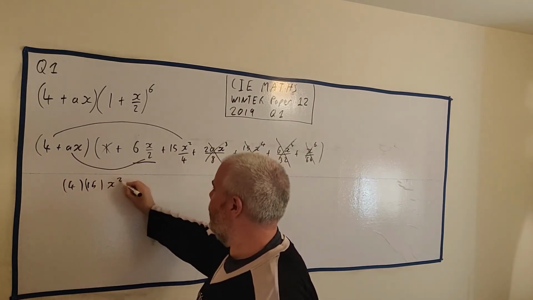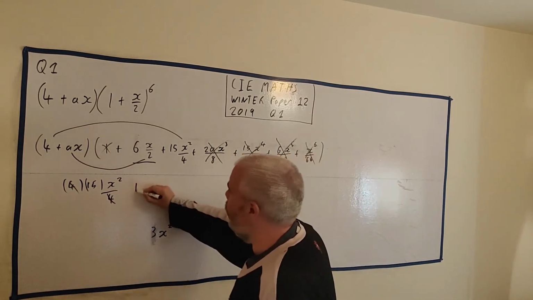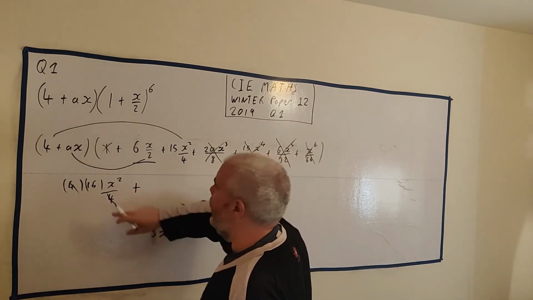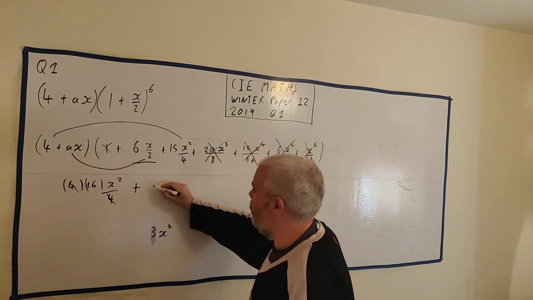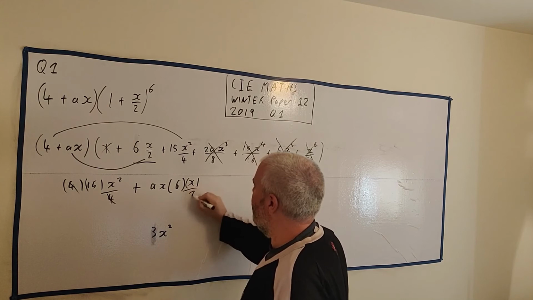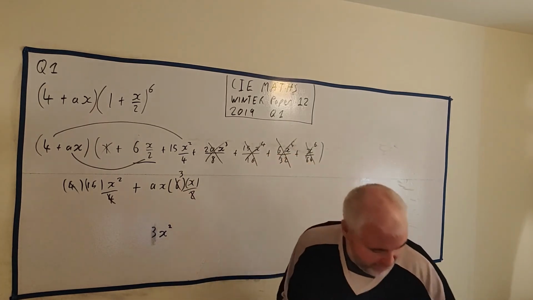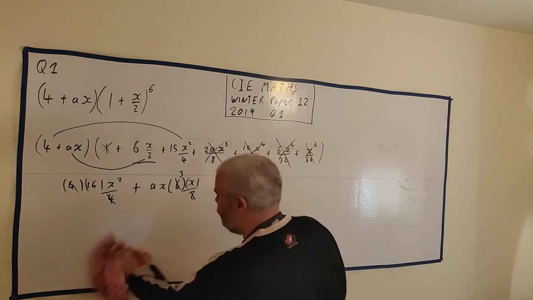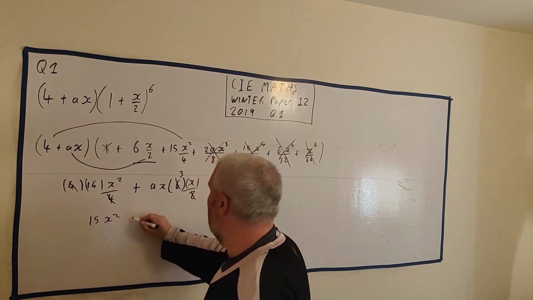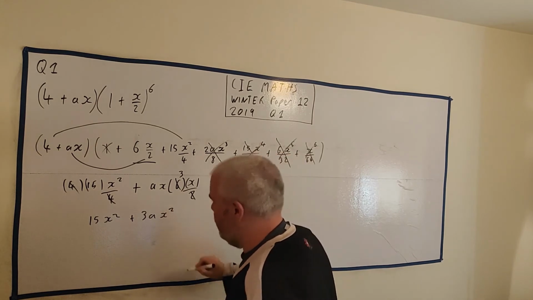multiplied by x squared divided by 4. They cancel already. And then plus, where was our other one? ax multiplied by this. So that's ax multiplied by 6 multiplied by x divided by 2. Again, 2 goes into the 6 3 times. So let me clean that up. I'll rub this out here. So if we clean this up, we get 15x squared plus, well, we got 3a x squared.